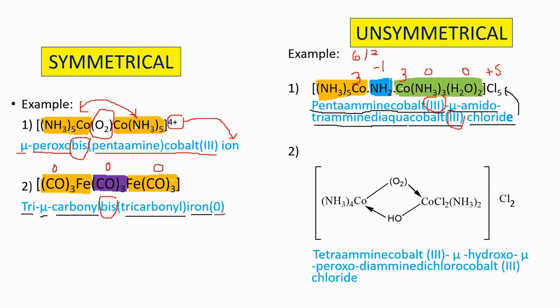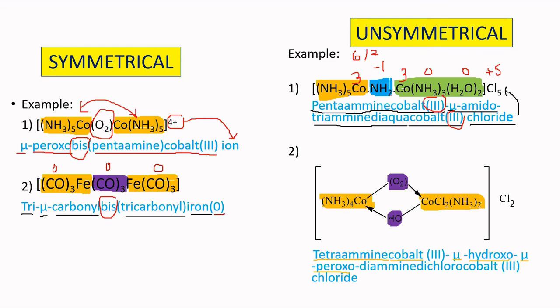Okay, let's look at another example. In this case, you also have different sides. This is the first side, and another one is the right side. You have two bridges here, O2 and OH. In this case, we name the first side first. So it is tetraamine cobalt. Leave this one first. And then we have mu, it is hydroxo. And then mu peroxo.